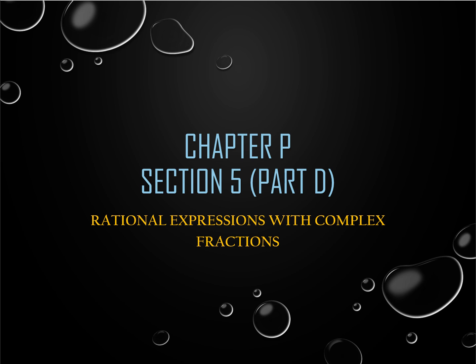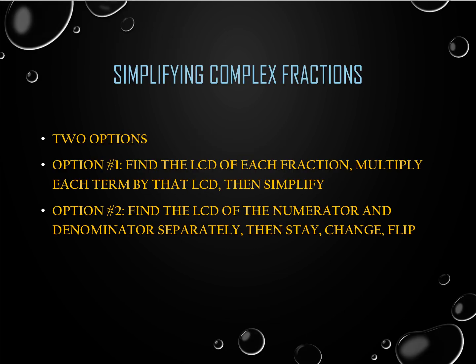There's multi-steps to get to your answer. You're not going to be able to just look at it and be like, oh, okay, I got it. So the two options that you have is you can find the least common denominator of each and multiply, then simplify, or you can find the least common denominator of the numerator, then the denominator, and then keep, change, flip. That's what I'm going to do. I find that that is the easiest way to do it, and less likely to make mistakes.